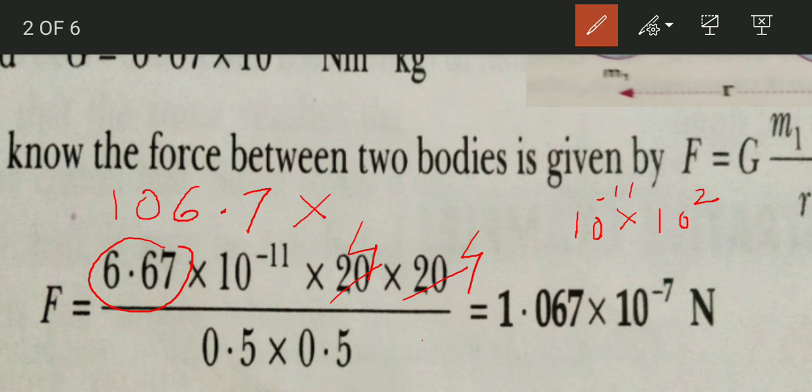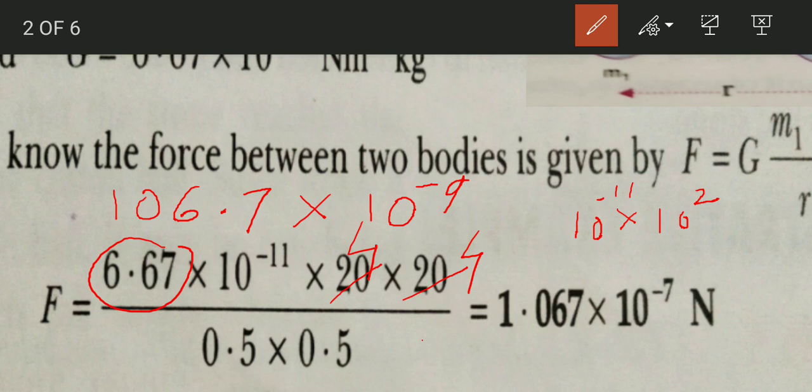here the bases are the same, 10 and 10. So what you will do, minus 11 plus 2. You know the rules, no? So minus 11 plus 2, you will get 10 raised to minus 9. So you will get the answer as 10 raised to minus 9. This is the actual calculation.